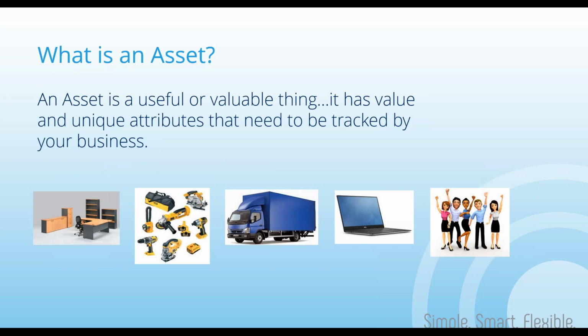By definition, an asset is a useful or valuable thing. An asset typically has a value and unique attributes that need to be tracked. An asset may be an expensive piece of equipment, help generate revenue, be used by employees for specific tasks or jobs, require periodic maintenance or calibration, and depreciate over time with a useful lifespan and specific salvage value. Common examples of assets include things like office furniture, tools, vehicles, laptops, desktops, servers, telephones, computer equipment, even people or employees can be treated as assets.